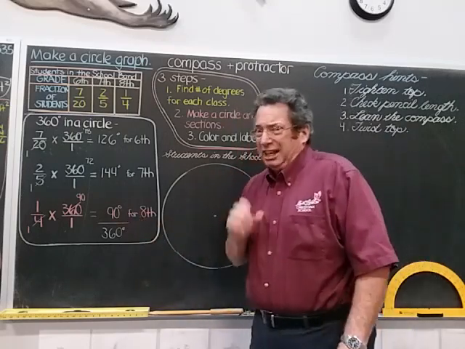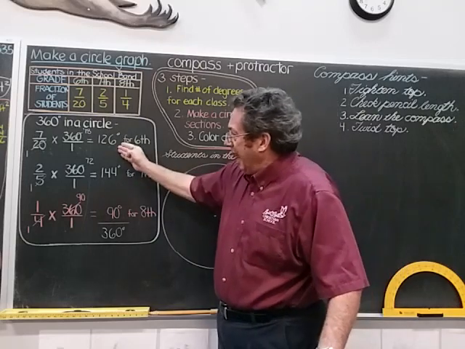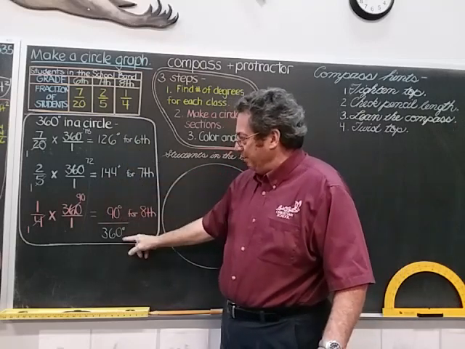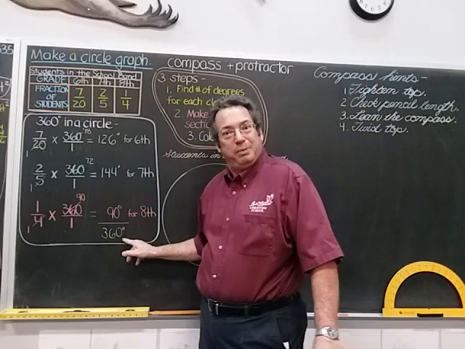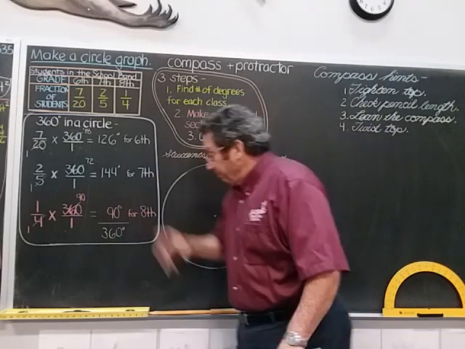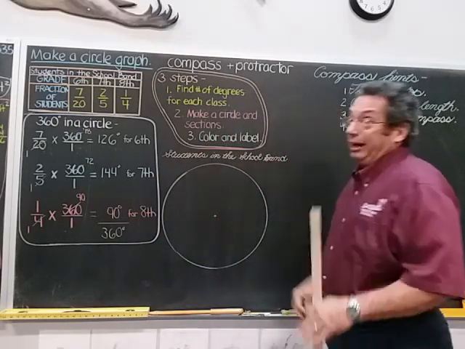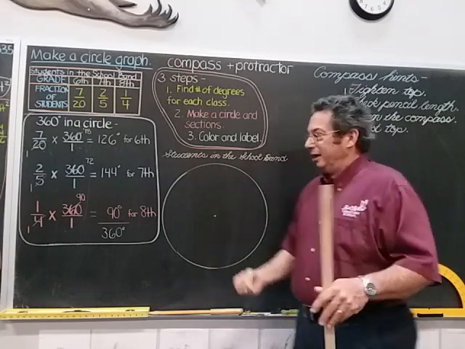Now just to test and see if I got this right, I'm going to add these 126, 144, and 90 up, and I got 360. That would be the total circle. Now, the thing to do next is I'm going to name my compass, right, in order to work this.